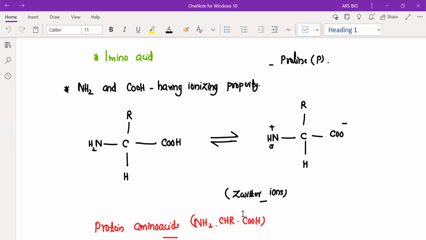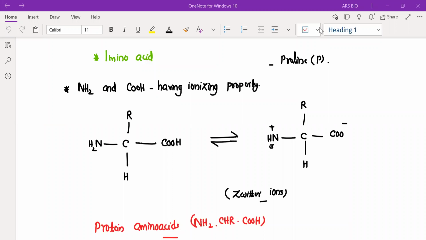It's mentioned there that the amino group and the COOH or carboxylic group have an ionizing property, and that is called zwitterions. In this case, see the first structure. Inside, one central carbon atom is there, and the COOH acid group is there. On the left side, the NH2 group, that is the amino group, is there. And the upper side has an alkyl group, and the downside has one hydrogen atom.